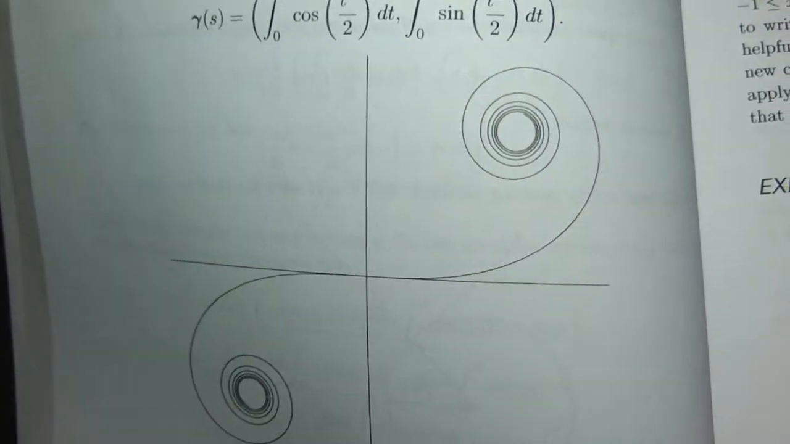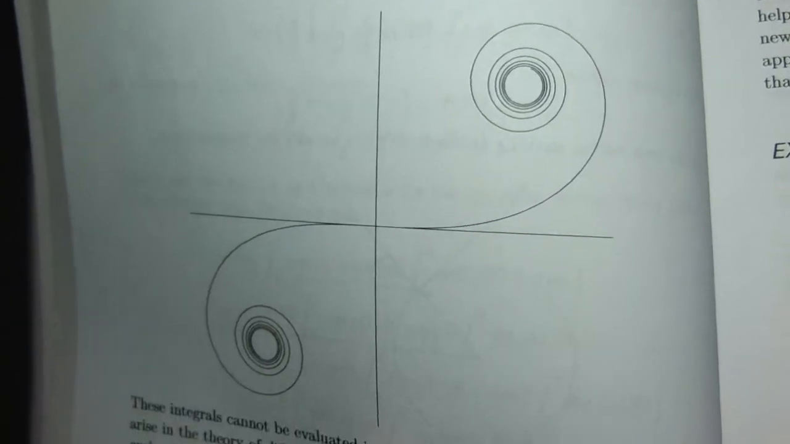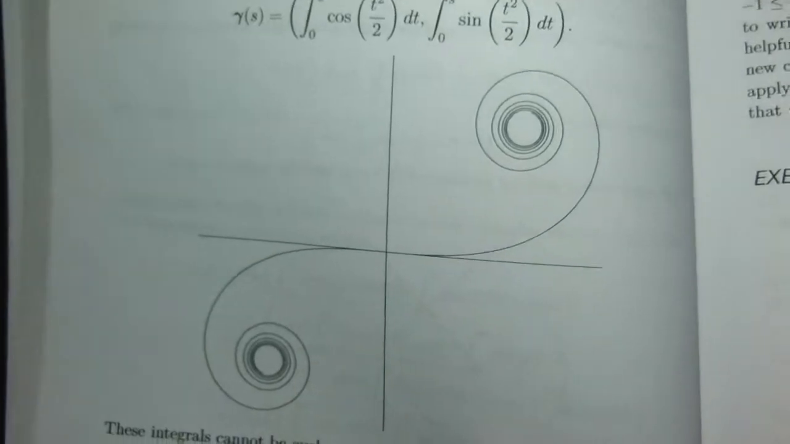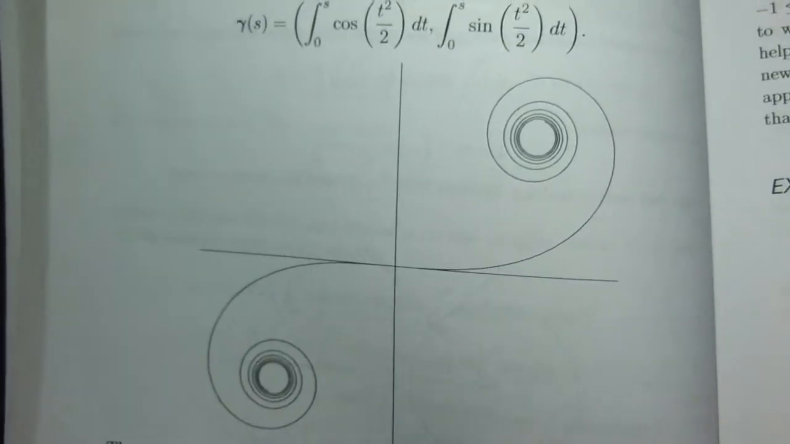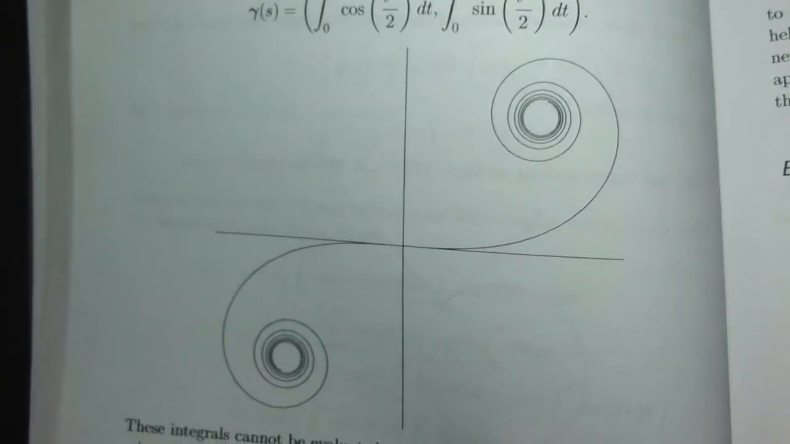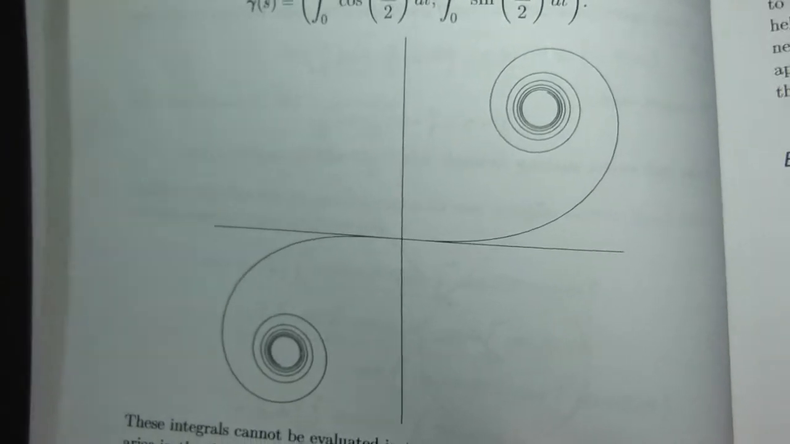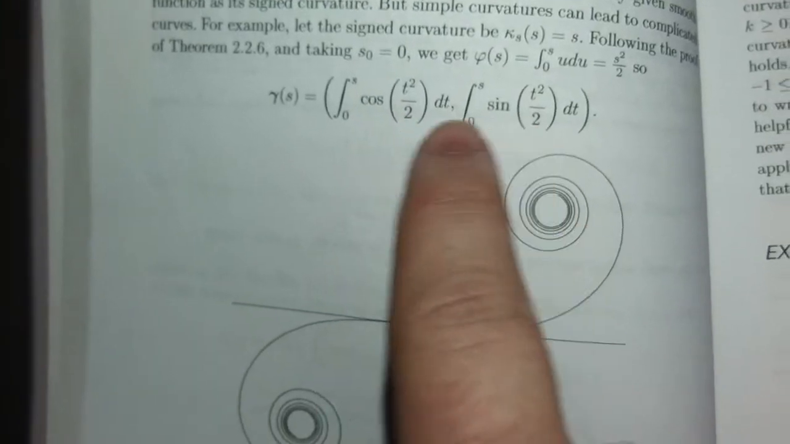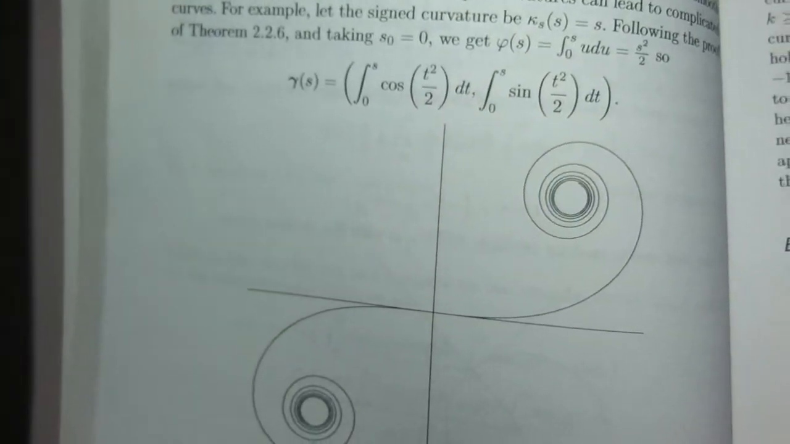These are called Fresnel integrals. So here's what Cornu's spiral looks like. This is what the curve that has curvature just equal to t looks like. And like I said, the parameterization of that curve is this awful thing. These can't even be evaluated normally. Those are called Fresnel integrals.